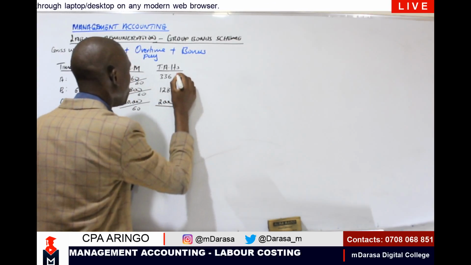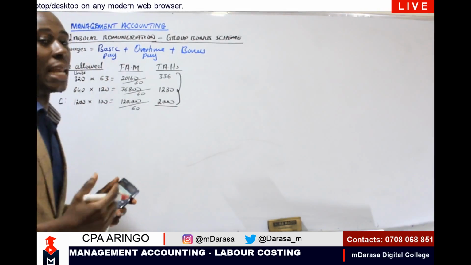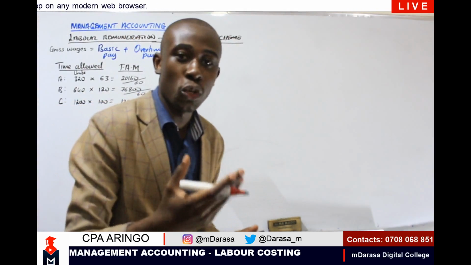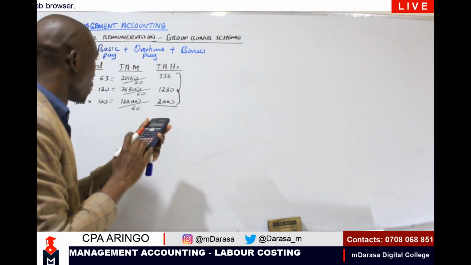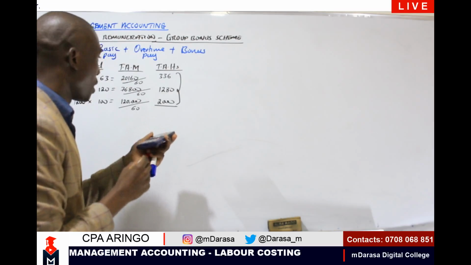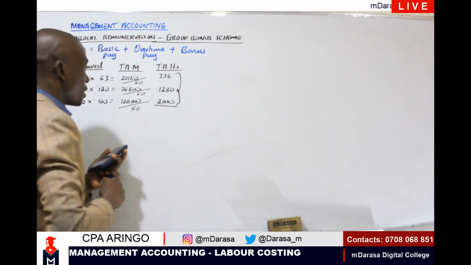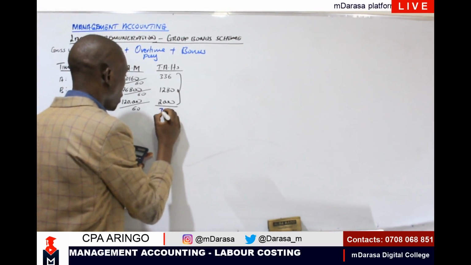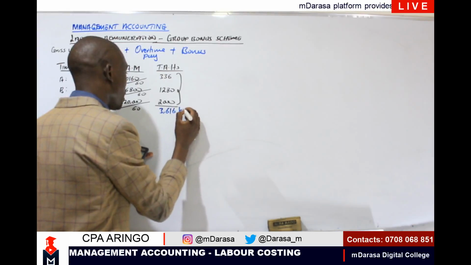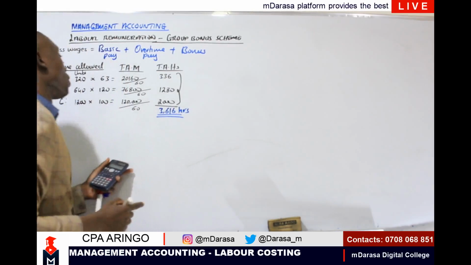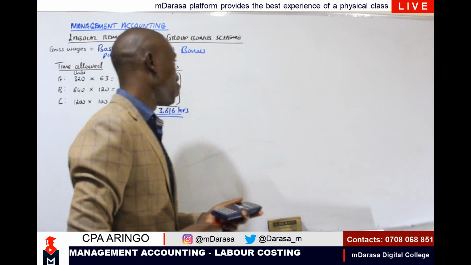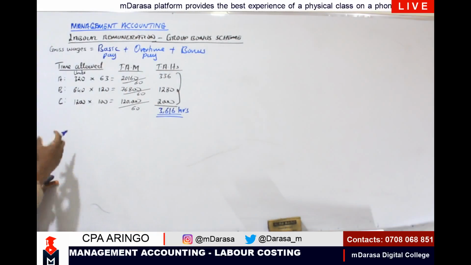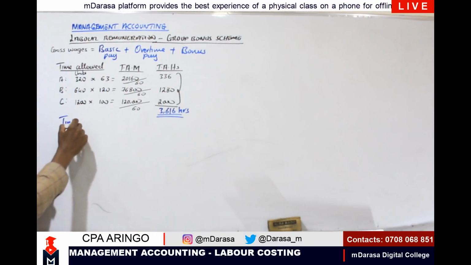So what will be our total hours allowed? We should be talking of 2,000 plus 1280 plus 336 to give me a figure of 3,616 hours. We have determined the time allowed. What about the time taken, my good students? That should take us to determination of the time taken.